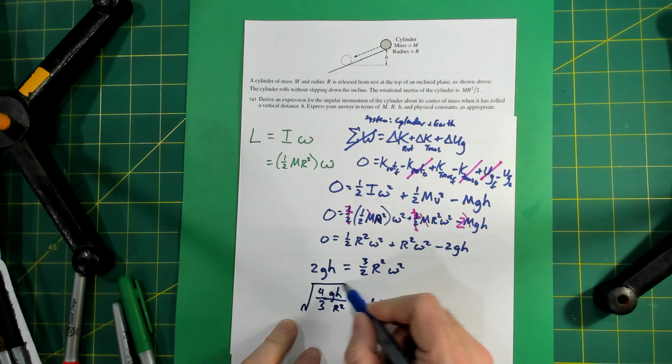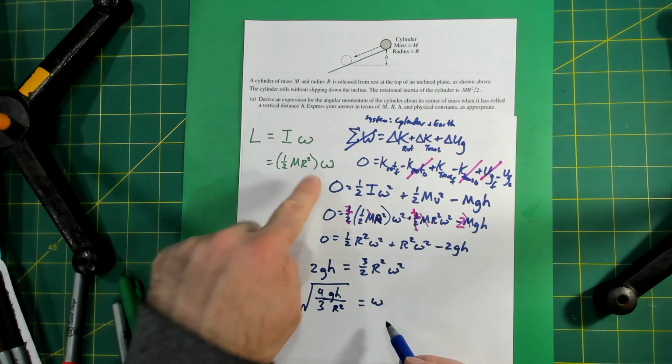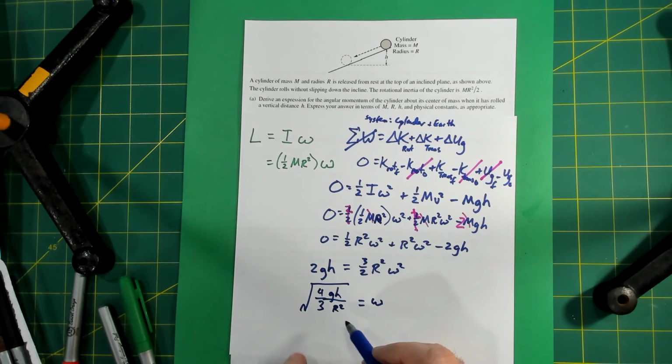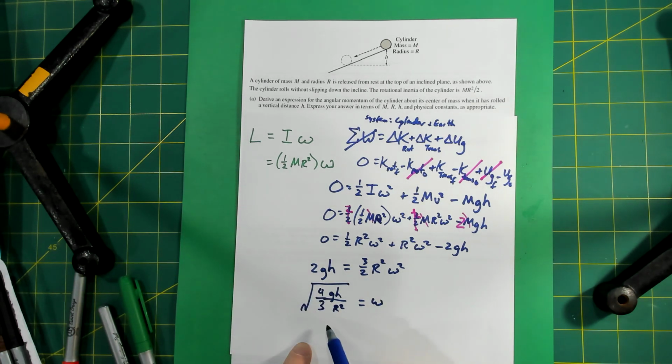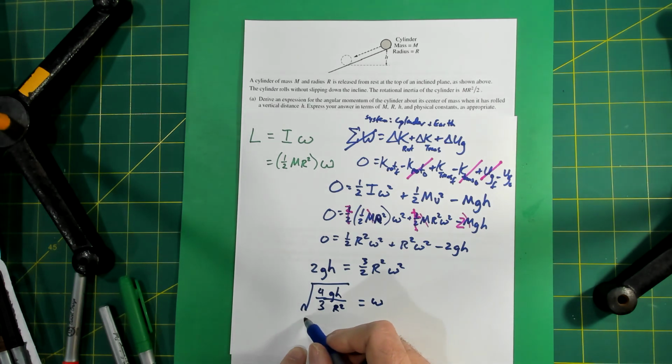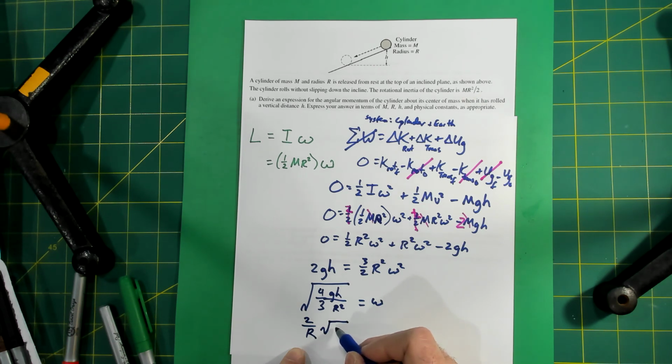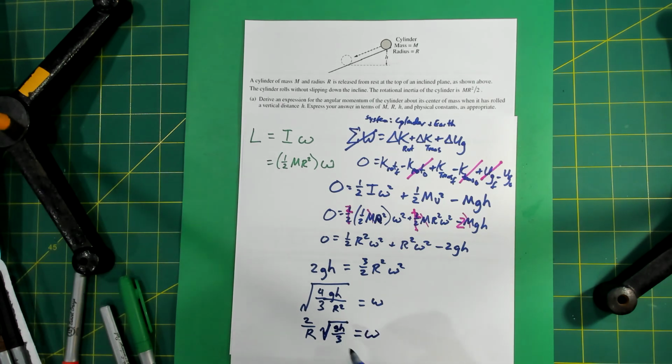So I'll take a square root. That's the omega I need to plug in there. Let's see here. I can see a square root. I can take a 2 out, and I can take an r on the bottom out. So it'll be like 2 over r times the root of gh over 3, right? That's my omega. Okay, so that can go in there where it says omega, and I'll have my answer.